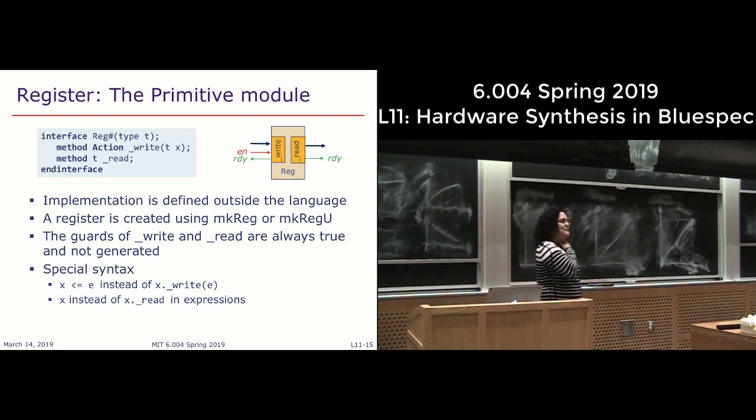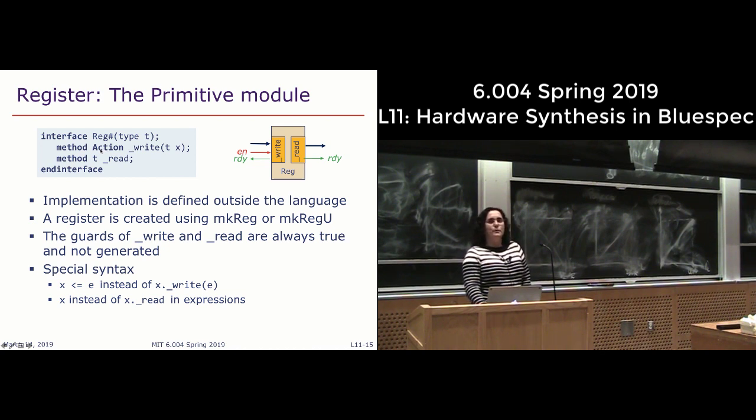So we've already been using registers, but we've been taking for granted what the interface looks like. The interface of a register is that you can do both reads and writes to it. And so officially, it's got two methods. It's got an action method, which is write, which is going to change the state of our register. And it's got a value method, which is read, which is going to just return the current value of our register.